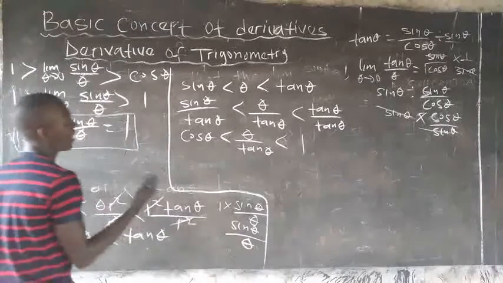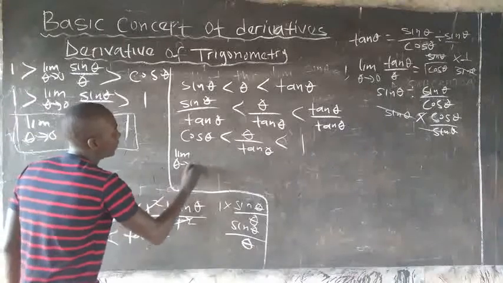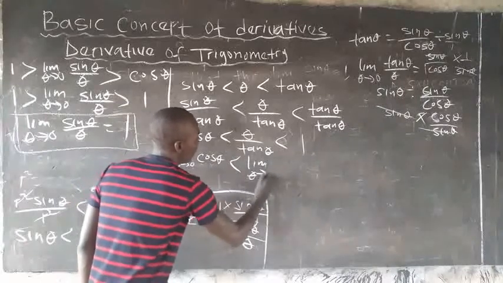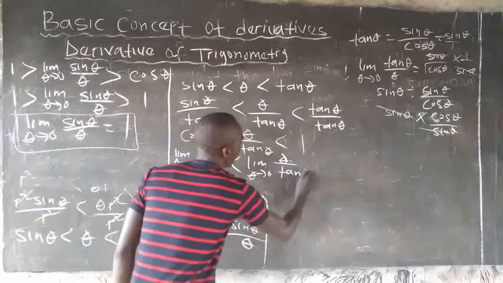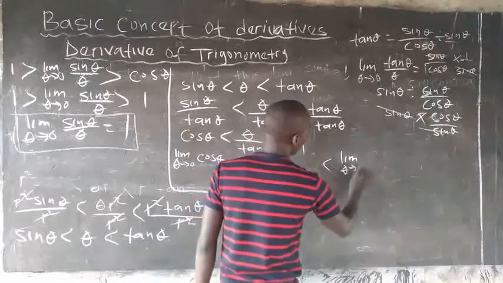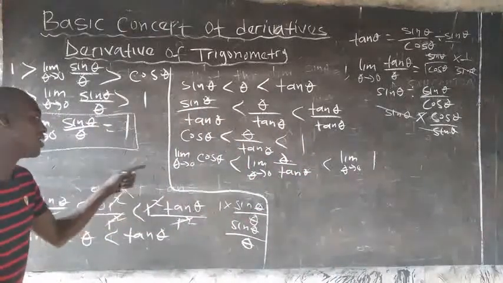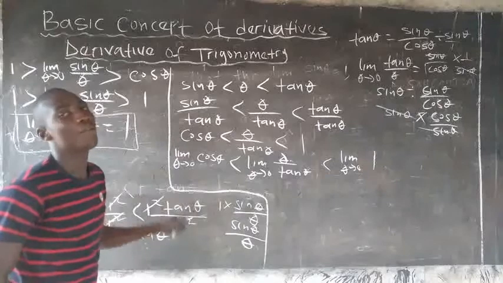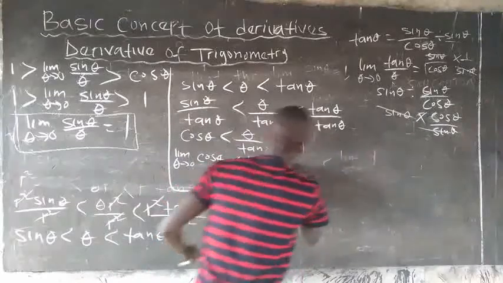I'll take the limit as theta is approaching 0. So the limit as theta approaches 0 of cos theta less than the limit as theta approaches 0 of theta over tan theta less than 1, less than the limit as theta approaches 0 of 1. Is this correct? If you check the previous one that I did, I take the reciprocal before this. Never do this without taking the reciprocal.